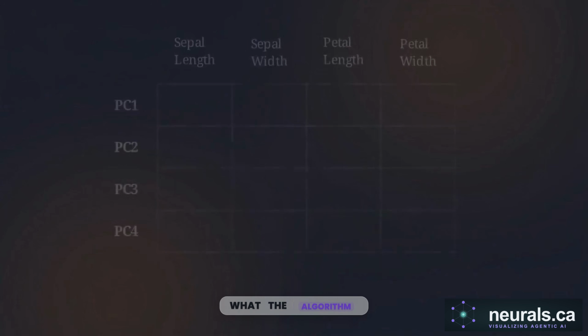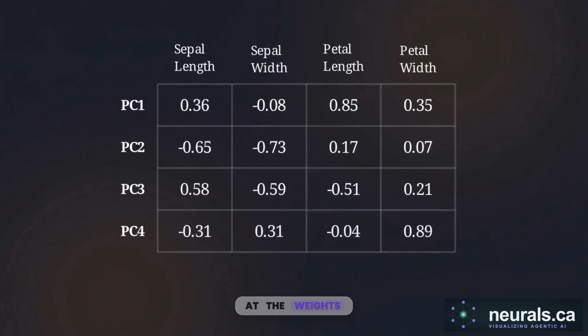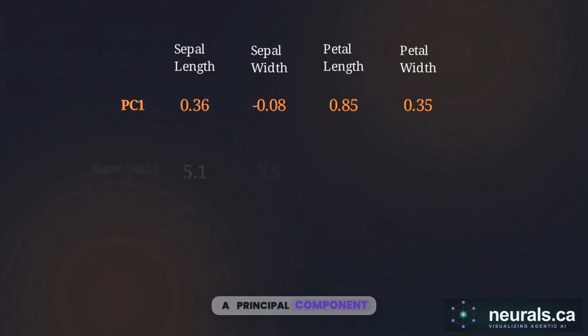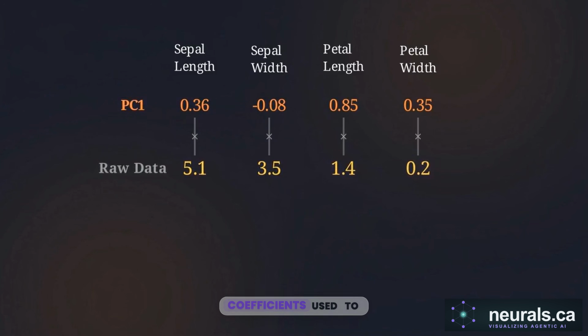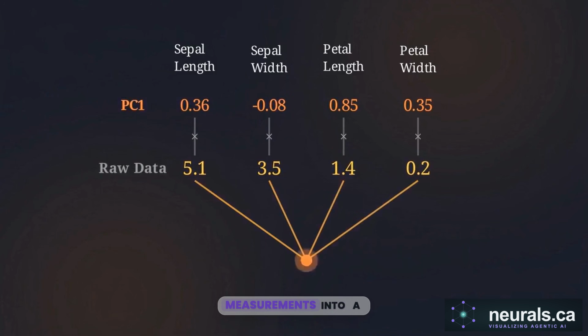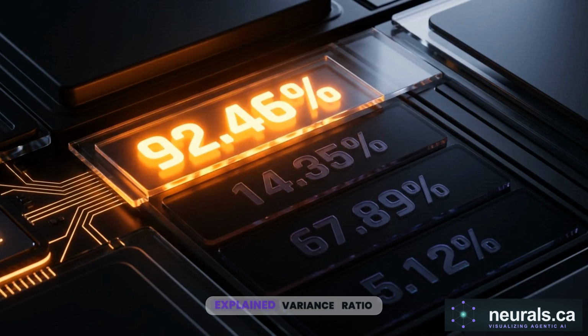To see what the algorithm discovered, we look at the weights matrix. This shows how the script maps our original 4 features to these new dimensions. Each row is a principal component, and the numbers within are the coefficients used to blend the original measurements into a single summary. We then check the explained variance ratio. This readout tells us exactly how much information each new axis successfully captured.